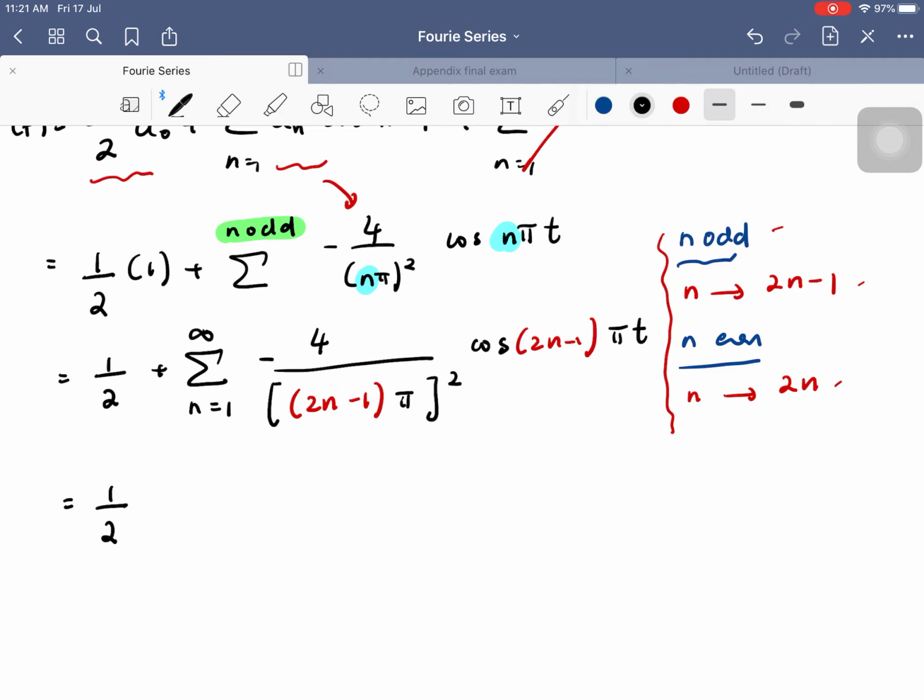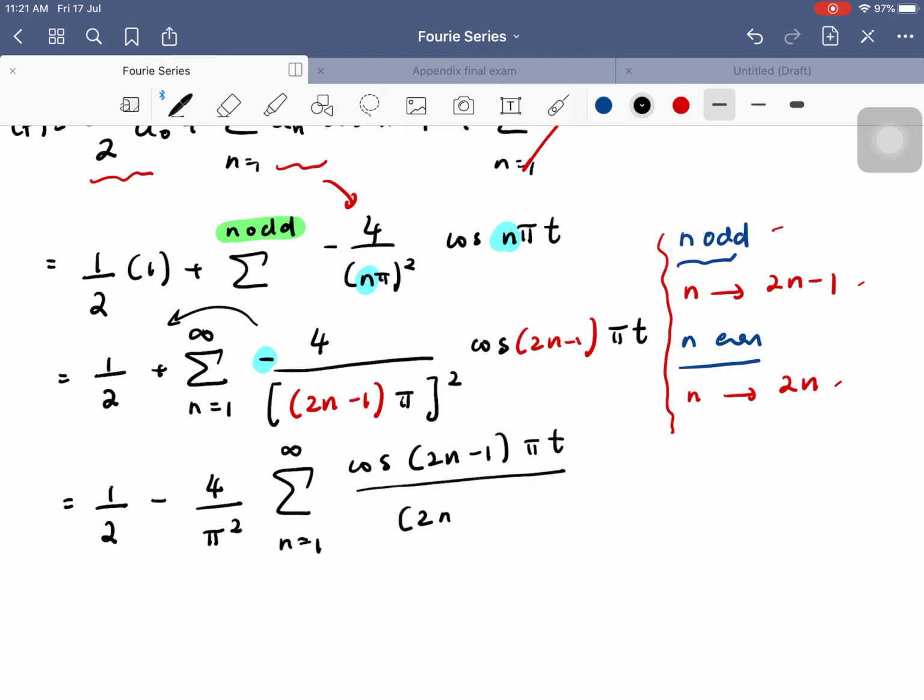Okay, in this series, whatever is not related to n, I can actually pull in front of the series. I'm talking about the negative over here, so I can bring out the negative to the front. I'm going to write it as negative, and I'm going to bring out the 4 as well because it's not related to n, and even the pi squared underneath. In here I'm just going to leave anything that is related to n, which for this case is cos of 2n minus 1 pi t, over 2n minus 1 squared. So that is going to be my Fourier series.